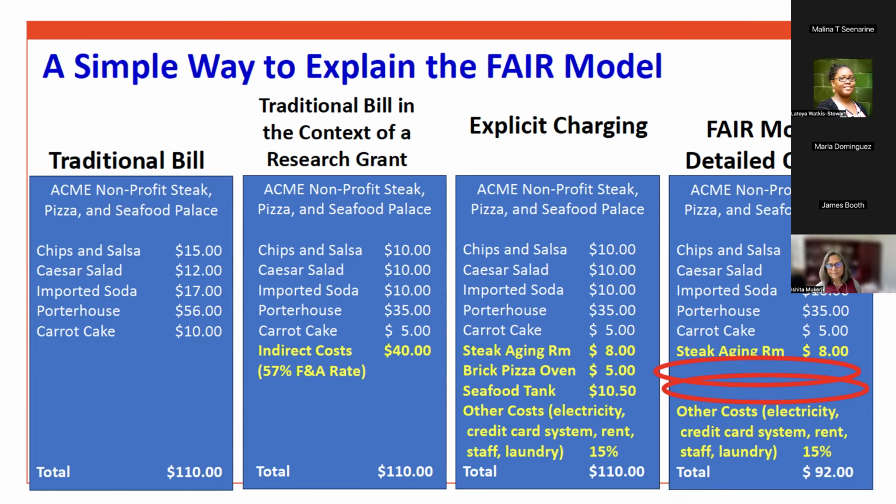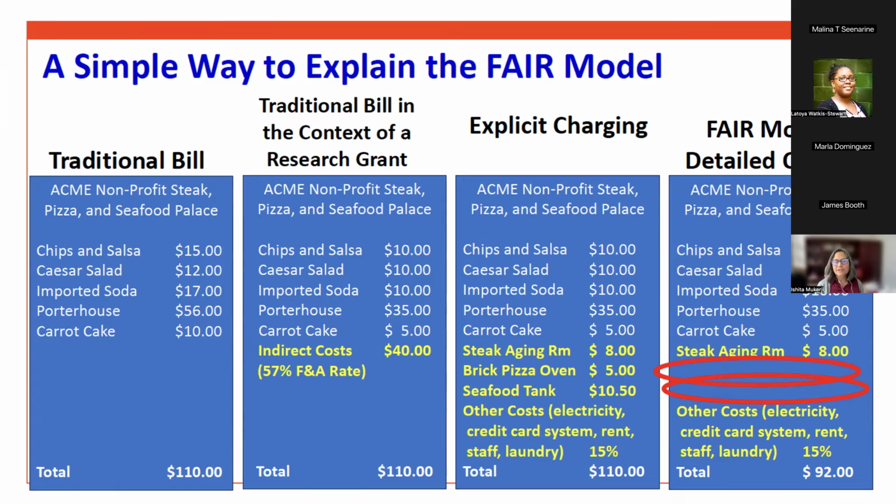Another way that we can look at this is to look over here, where we break out all of these different things. So there's now a steak aging room. I'm not even really sure what that means, but you'll all trust me that it's something to do with eating steak. There's the brick pizza oven, the seafood tank, right? Those are all the things that are needed to support your meal.